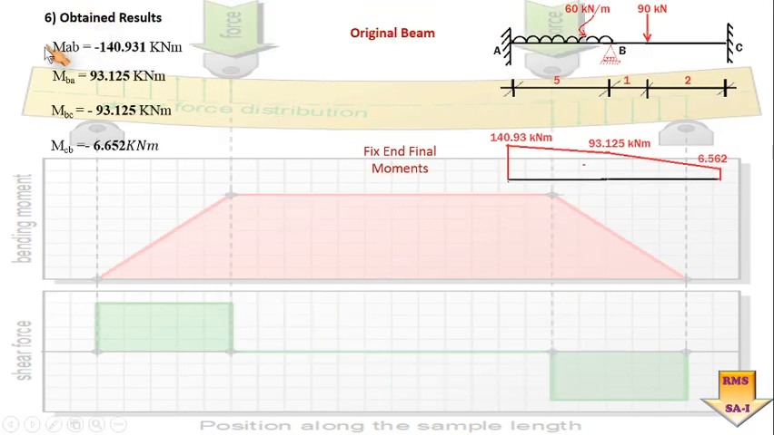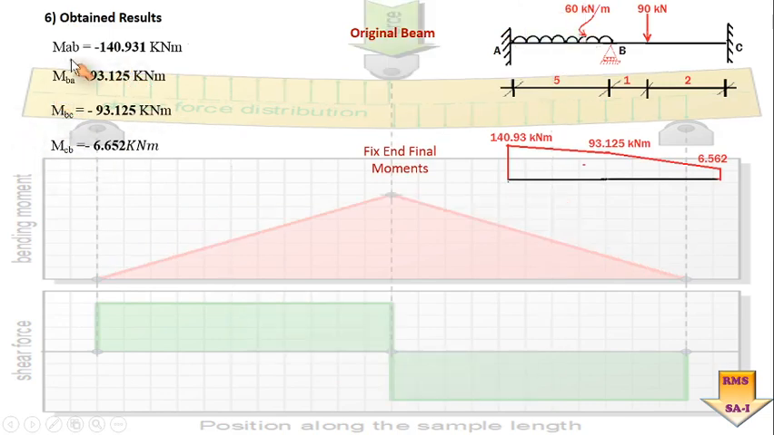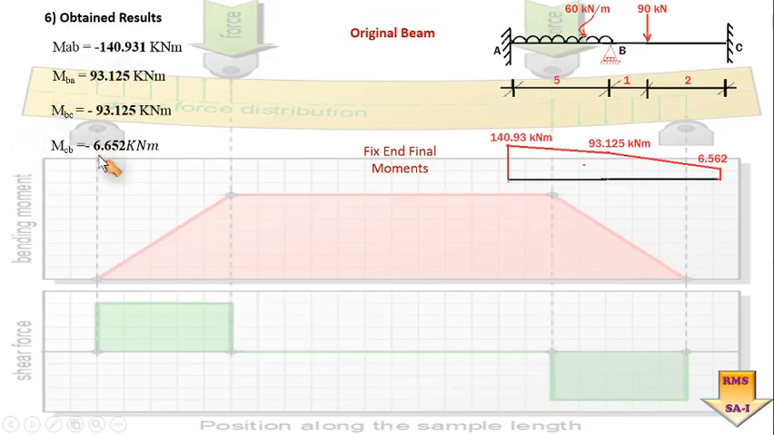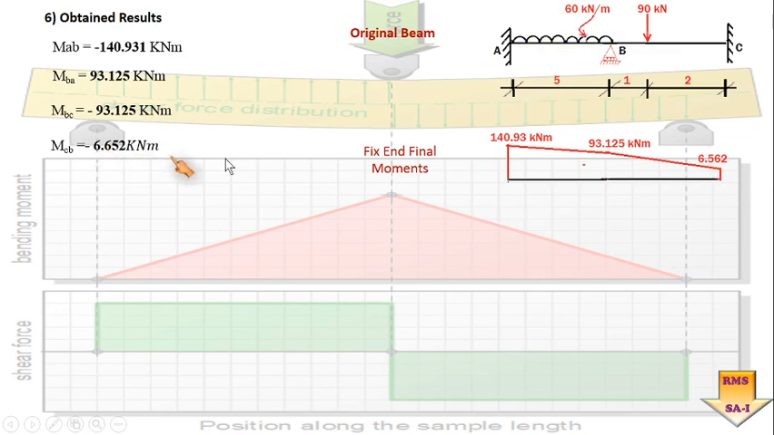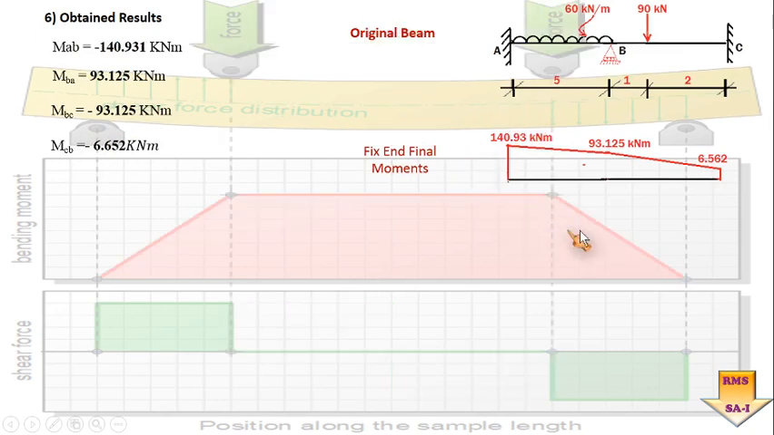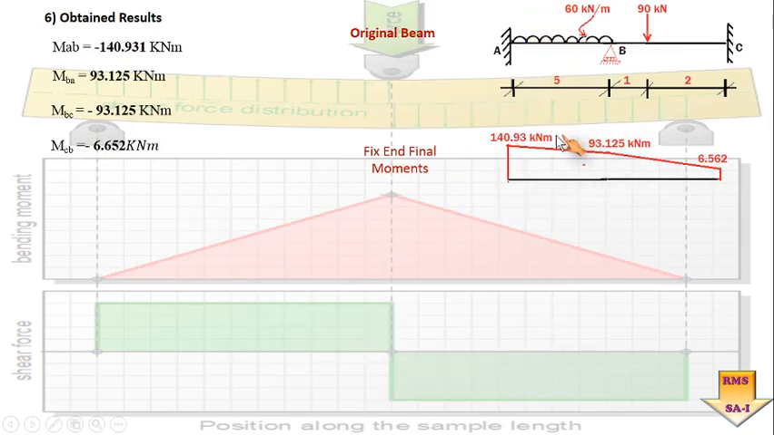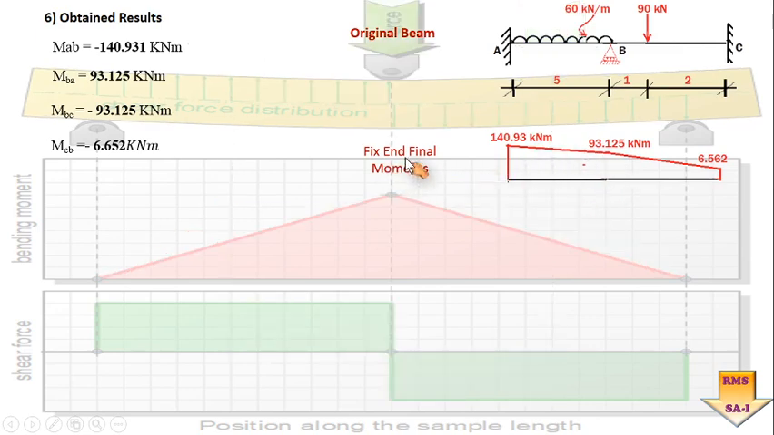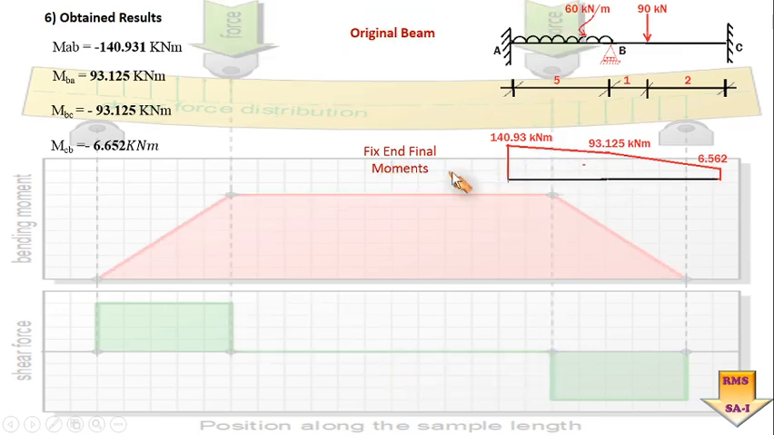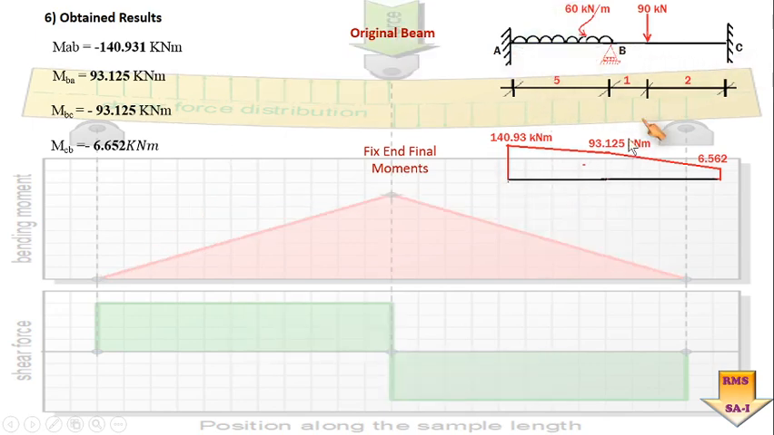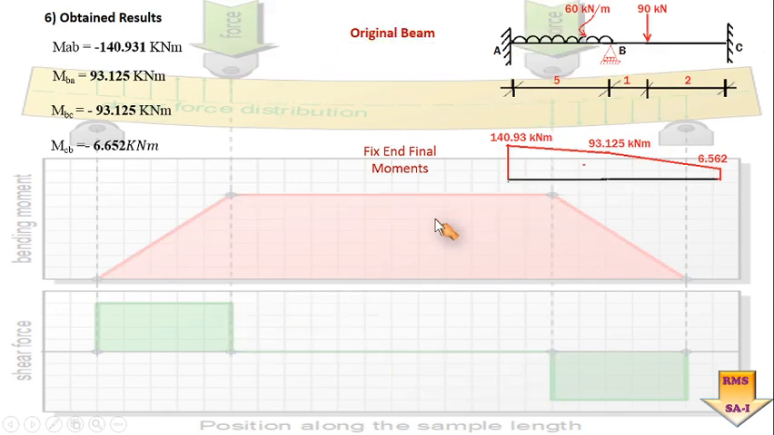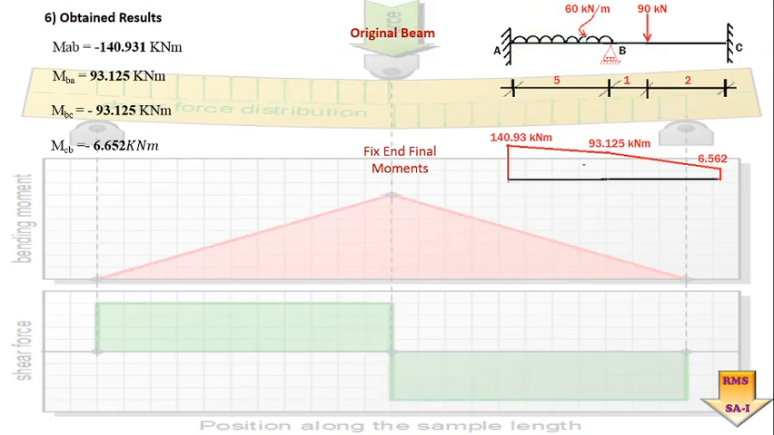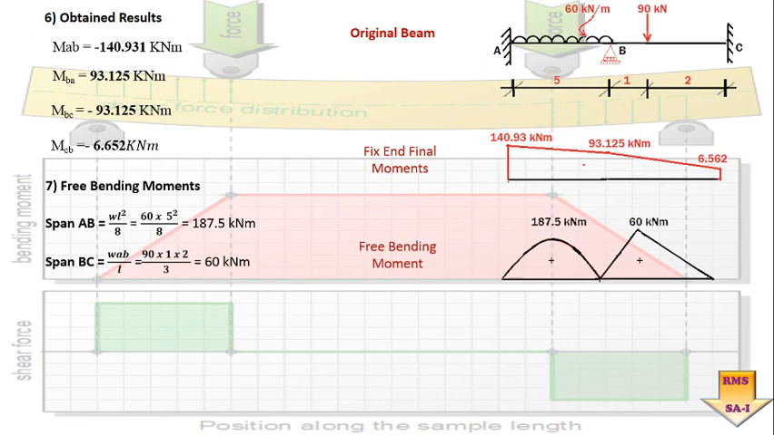Already we have found out the results, that is the fixed end moment at each and every point for each and every span, and from those values we have constructed the final end moment diagram. Is it okay? So this is obviously the final end moment diagram for the problem. In this we have A and C as fixed ends.